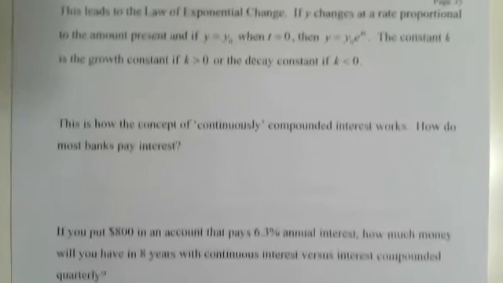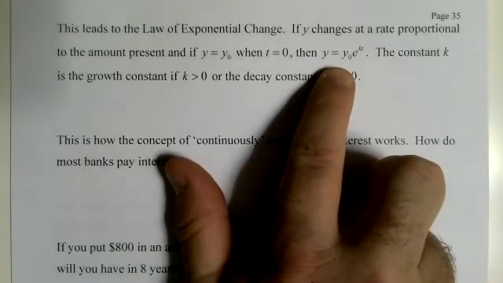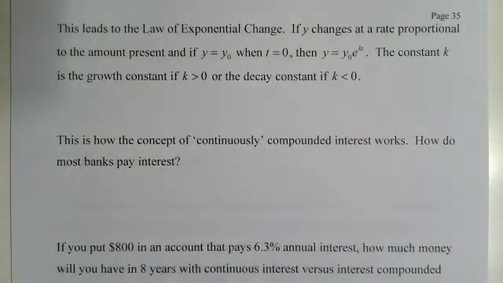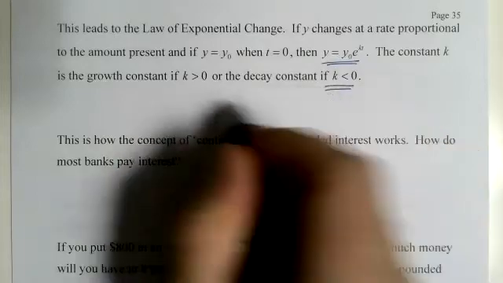So it's the law of exponential change. If y changes at a rate proportional to the amount, and we get y naught at t equals 0. Okay, so there it is: y equals y naught, I used A, times e to the kt, constant k. We just did all this. So this is how continuous compounding works. Just a reminder, here are our formulas.